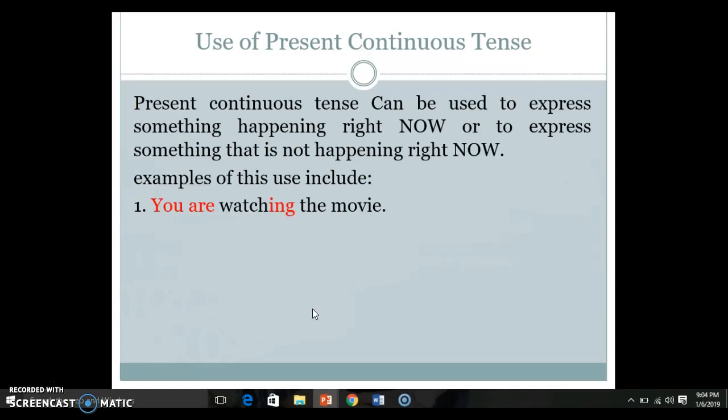Okay. Use of present continuous tense. Present continuous tense can be used to express something happening right now or to express something that is not happening right now. Example of this use include: first, you are watching the movie. For positive sentence. And for negative sentence is you are not watching the movie. And for the interrogative sentence is are you watching the movie?